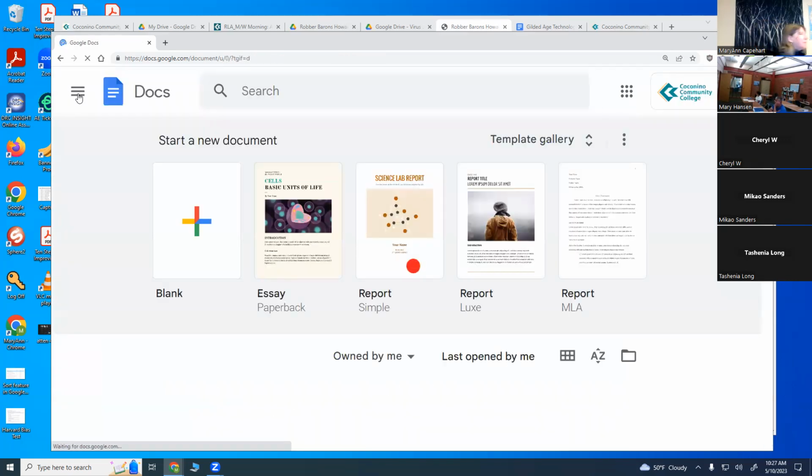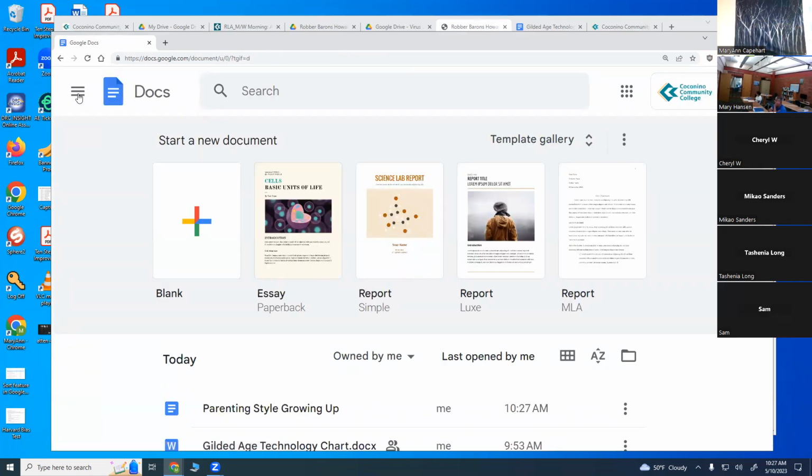So I have one of yours, Tashinia. Did you want me to share that? Sorry. It's on my desk. I'll bring it in. Okay. And in the break. Okay, great job, writer.